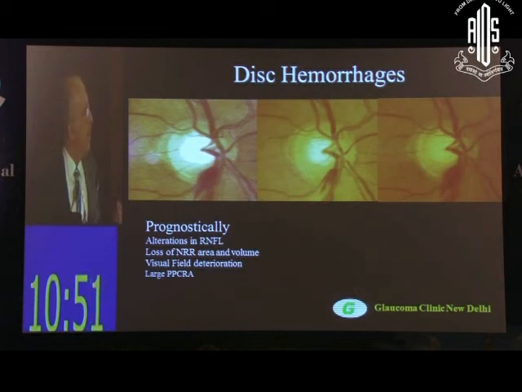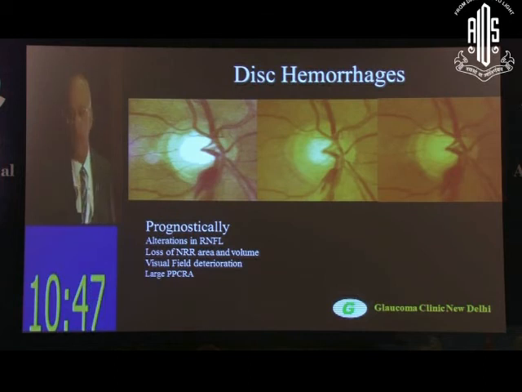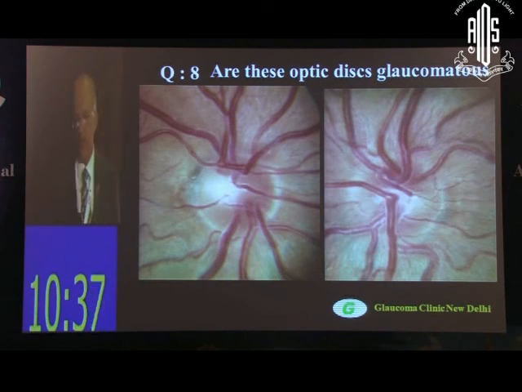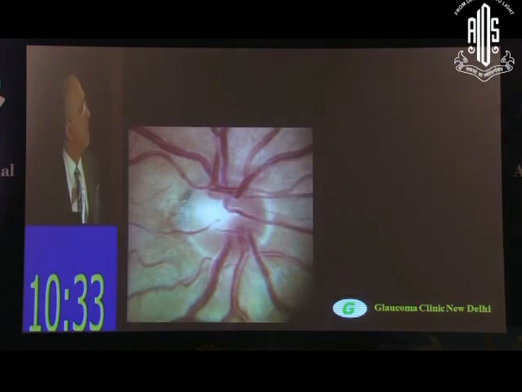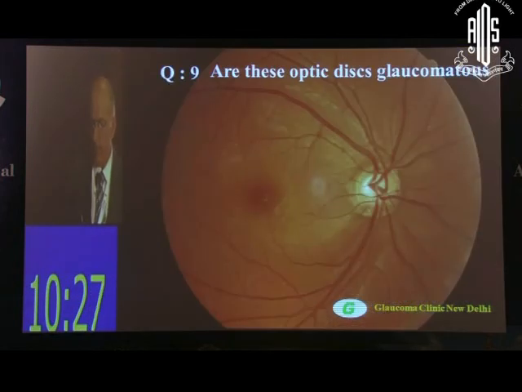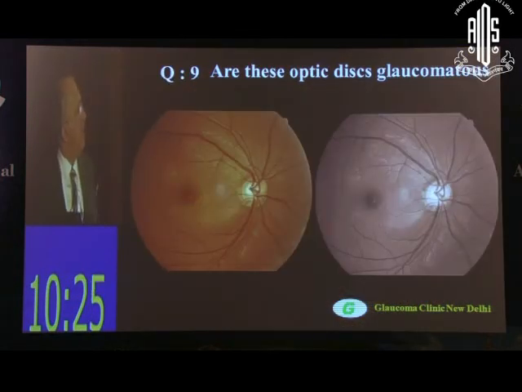And they are often associated with alterations in the nerve fiber layer, loss of neural rim and volume, and visual field deterioration. So it's important to remember that sometimes peripapillary atrophy can antedate the presence of the disc hemorrhage. As I showed you earlier, these are glaucomatous discs. In my examination, I missed the nerve fiber layer defect, which was actually producing inferior nasal depression on the visual fields. This is again a glaucomatous optic disc.